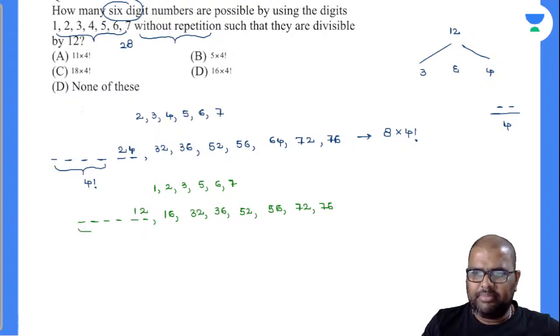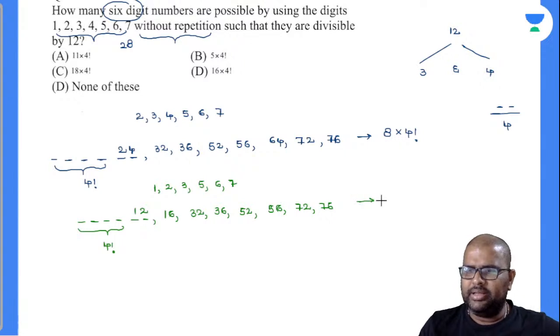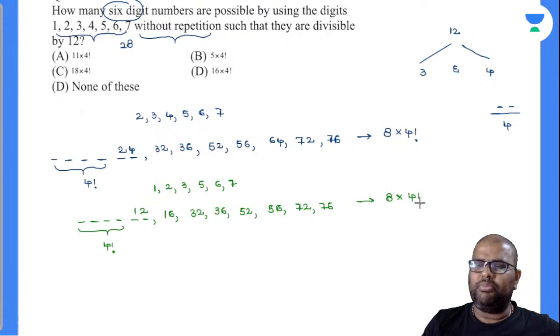So the first four numbers can be arranged in 4 factorial ways. Did I get the same value there? Now see here how many? 8 into 4 factorial. Is there any other case? Yes, there is one more case, right?